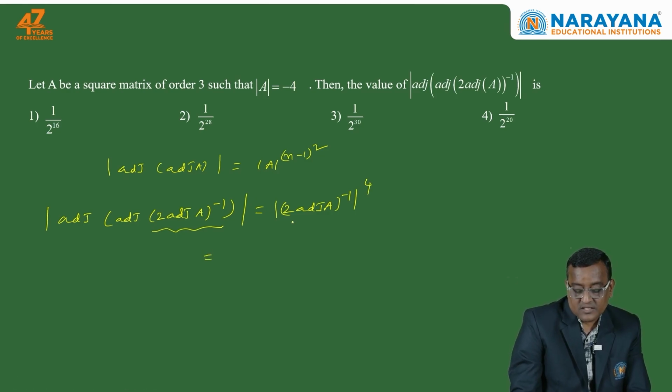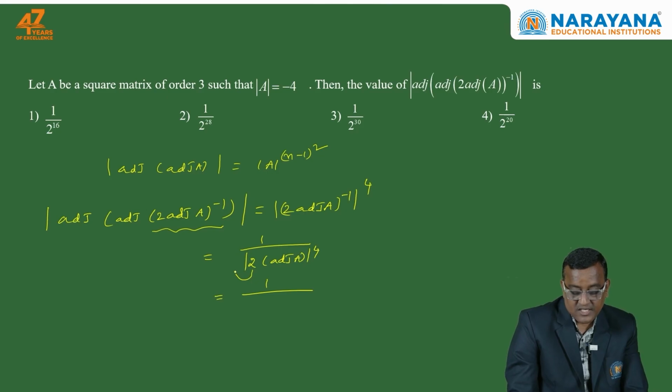And we also know that det kA is k power n into det A, and also det A inverse is 1 by det A. So this det of (2 adjoint A) whole inverse can be written as 1 by det of 2 adjoint A, power 4. When you take this 2 outside the determinant, it will be 2 cube. So it is 1 by (2 cube) whole power 4, nothing but 2 power 12 into det adjoint A whole power 4.